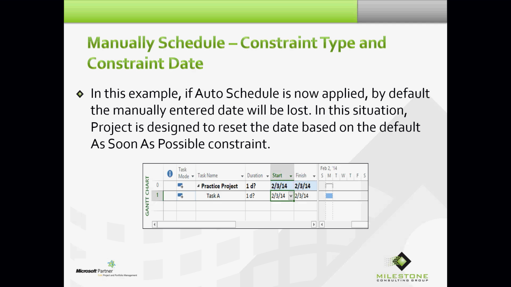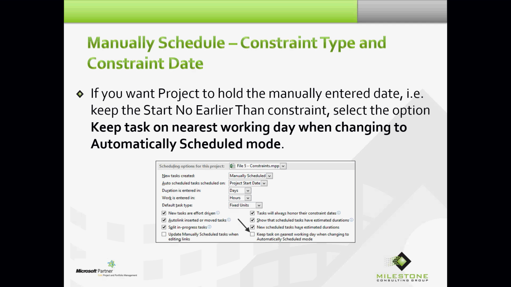In this example, if auto-schedule is now applied, by default, the manually entered date will be lost. In this situation, Project is designed to reset the date based on the default as soon as possible constraint. All right, kind of deep, but that's what happens. Now, you might say, well, if I'm going to change the schedule back to auto schedule, I want Project to maintain that date I manually entered in manually scheduled mode.